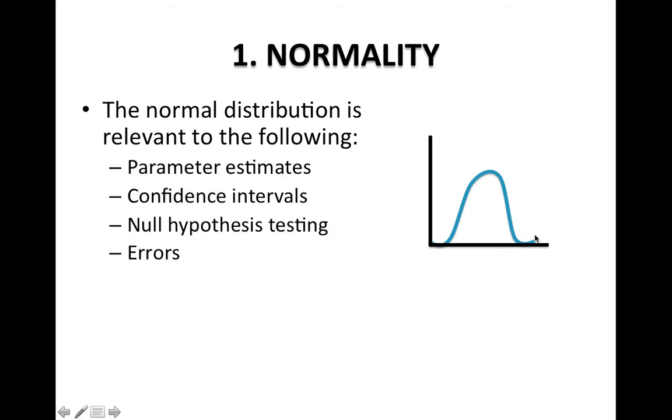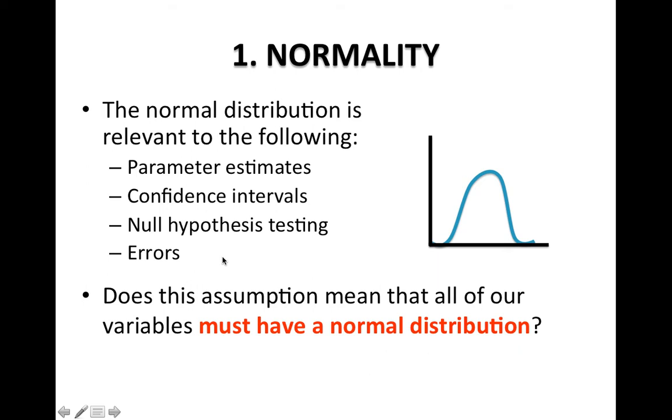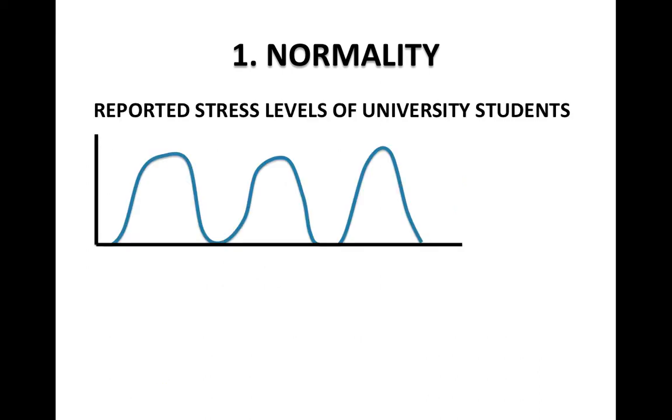So looking at each one separately, first we have normality. If you recall, a normal distribution looks something like this, and it is relevant to estimating parameters, confidence intervals, our null hypothesis tests, and errors. So does it mean that all of our variables need to have a normal distribution? No. What we're looking at is that each level of the other variable has a normal distribution.